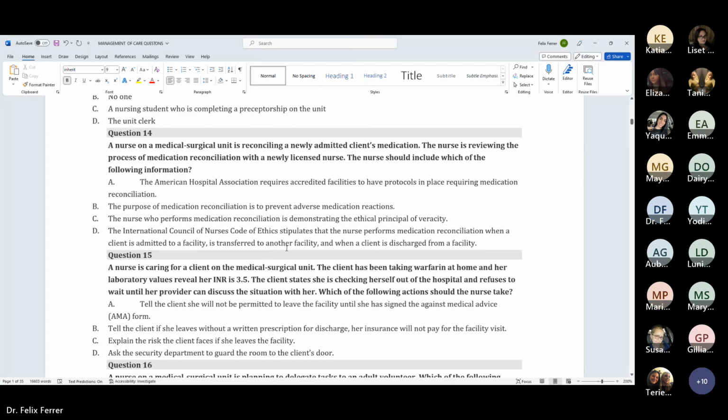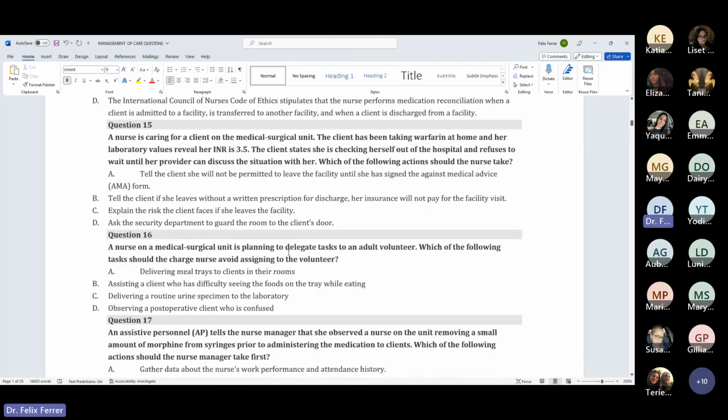Really good. Now, this is a scenario for a client on the medical surgical unit. The client has been taking warfarin at home, and her lab values reveal her INR is 3.5. The client states that she's checking herself out of the hospital and refuses to wait until her provider can discuss the situation with her. Which of the following actions should the nurse take? C. Explain the risks of just leaving the hospital. And that's really important.